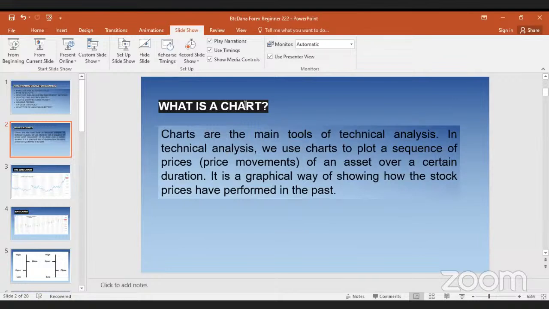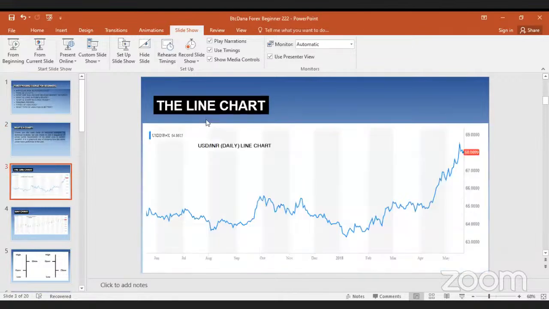That is where you want to make your analysis, where you want to plot your support, your resistance, your trend line, and everything. Don't worry, we'll get there. I know you don't understand what I mean by support and resistance right now, unless you were already in the forex market before. Okay, so now we have the line chart.